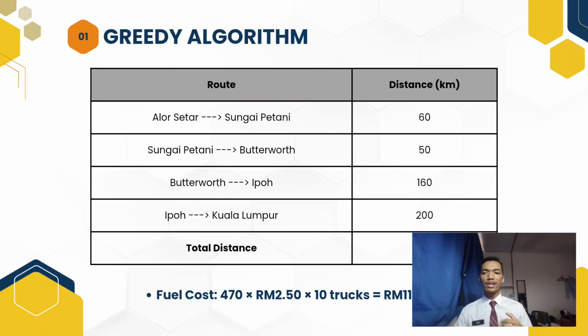So with a fuel cost of 2 ringgit and 50 cents per kilometer and using 10 trucks, the total fuel cost is 470 kilometers times 2 ringgit and 50 cents per kilometer times 10 trucks, which gives us 11,750. While this method is quick, its main drawback is that it makes decisions based only on the nearest neighbor and may not find the optimal global route.